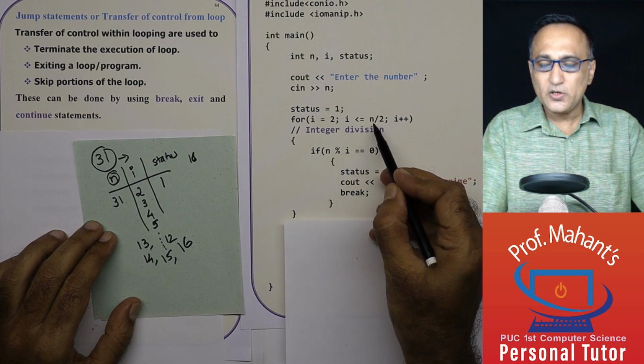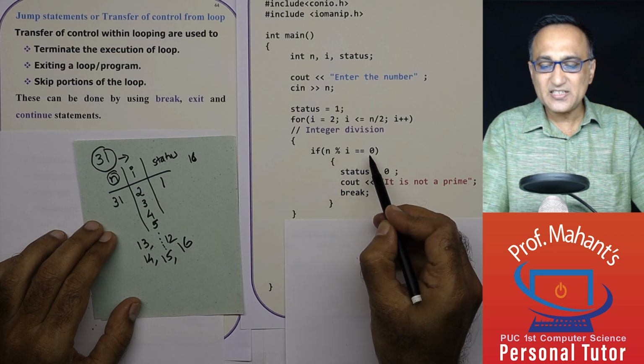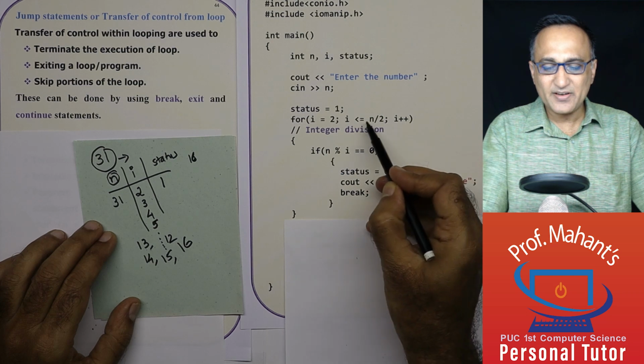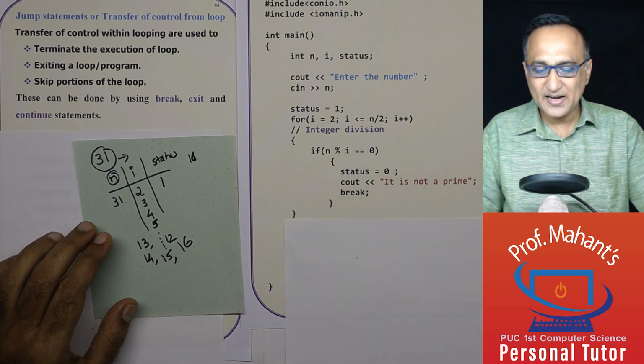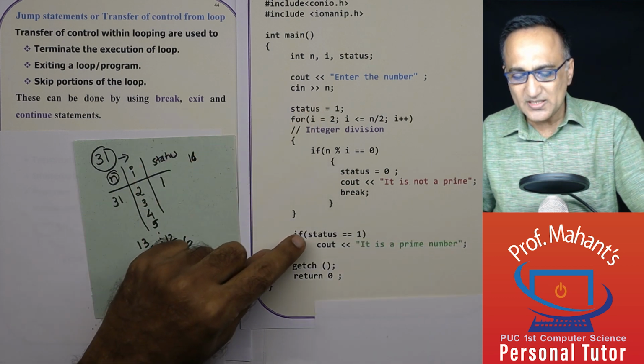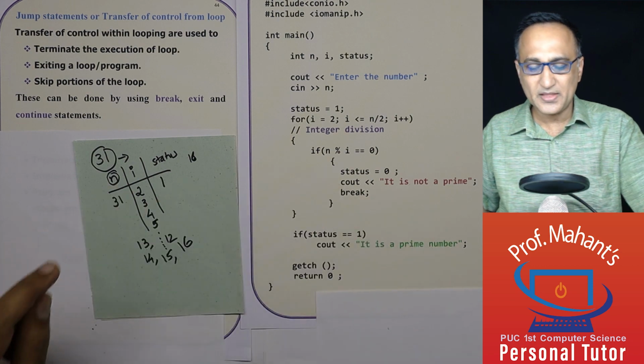16 is still equal to 16, so we are okay. 31 divided by 16, is it equal to 0? It is false. So I become 17. 17 is no longer less than or equal to 16 and I come up. What is the value of status? Status is 1. So since status is equal to 1, I am saying that 31 is a prime number.